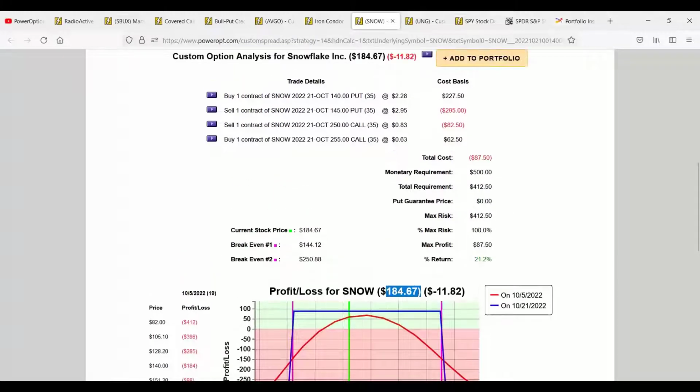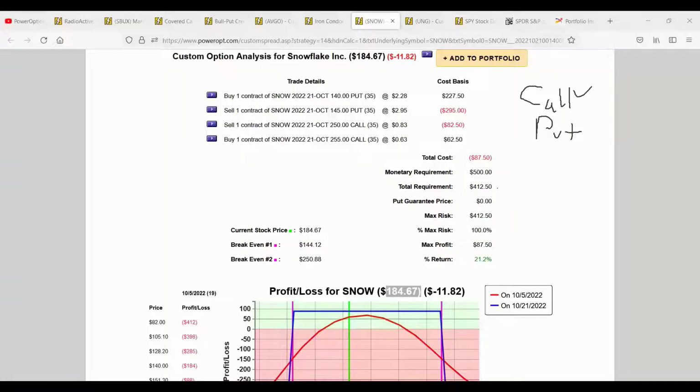So what would a parity be to an iron condor? Well, it's going to be the all call condor with the same strikes and same expiration, or the all put condor with the same strikes and same expiration. So I just have to do the parity of the reverse, right? What do I mean by parity of the reverse? Let's say I wanted to check the all call compared. Now here on our iron condor, we've got a net credit of 87.50 for a return of 21.2% and a max risk or total requirement of 412.50.